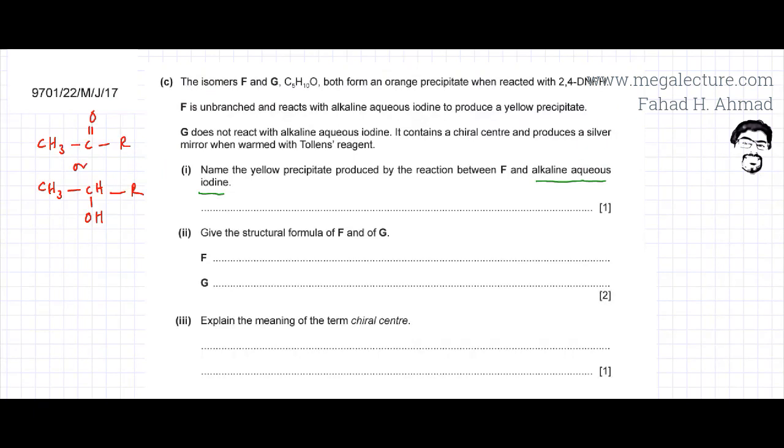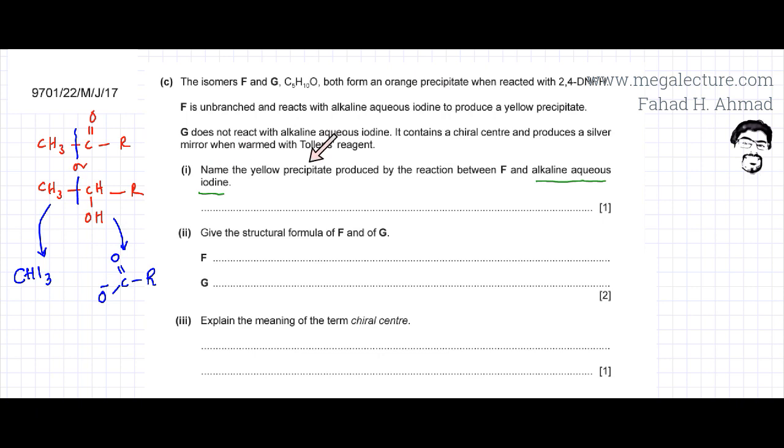In both structures, this methyl group is going to break away and form a yellow precipitate of CHI3. What happens to the other carbon in both cases is that it is converted into a carboxylic acid. But since the conditions are alkaline, you'll get the carboxylate ion instead of the carboxylic acid. So this is the iodoform test.